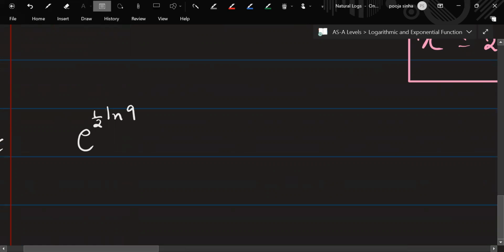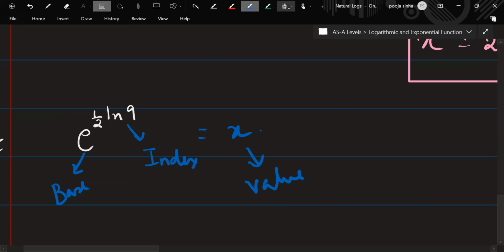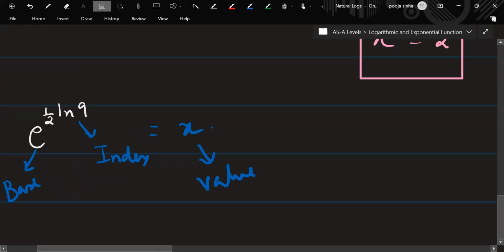E. Base is E. What is the index? 1/2 ln 9. Base, index. So will we put log or will we put ln to the base e? Whichever way. It's the same thing. Doesn't matter. आपकी मर्जी. But I'm just making you understand this. आप किसी भी तरीके से करो, that's fine. मैं अभी क्या करूँ इधर?